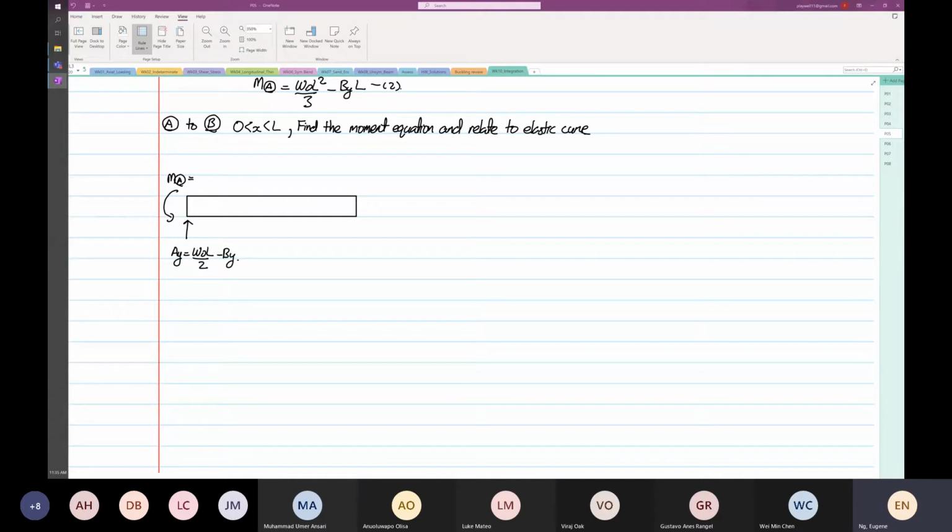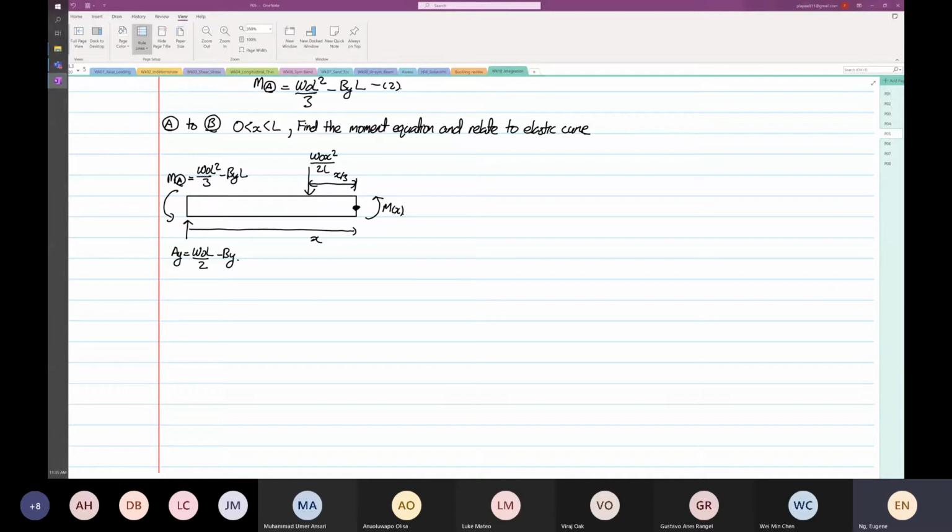Then the moment at A is ω₀L² over 3 minus By L. Then we know our equivalent load is equal to ω₀x² over 2L. We know the distance from here to here is x over 3. We know that the distance from here to here is x. And then positive shear, positive bending moment, this is M as a function of x. As I said, we only need to be bothered about M as a function of x.